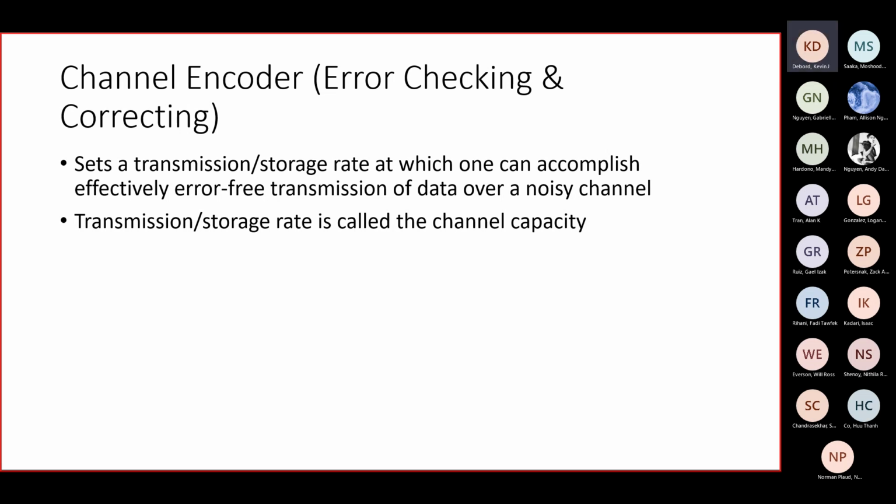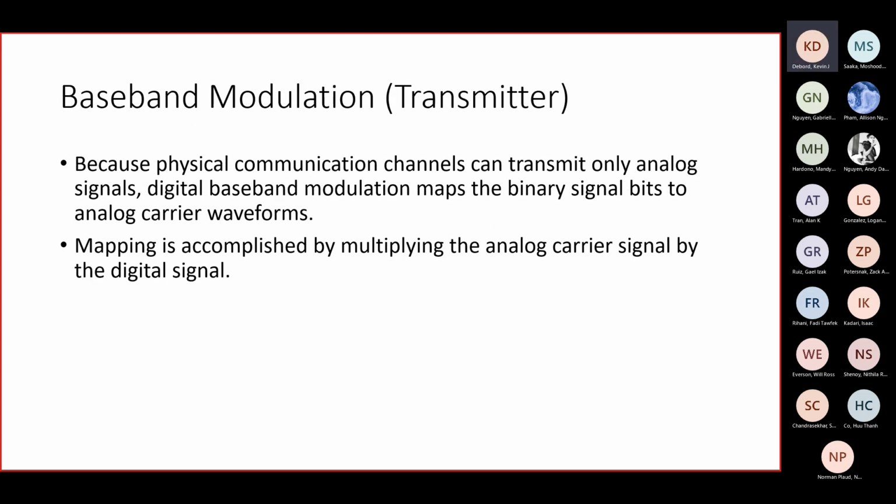Okay, the channel encoder is for error checking and correcting. It's going to set a transmission and storage rate at which one can accomplish effectively error-free transmission of data over a noisy channel. And that transmission and storage rate is called the channel capacity. Keyword, channel capacity.